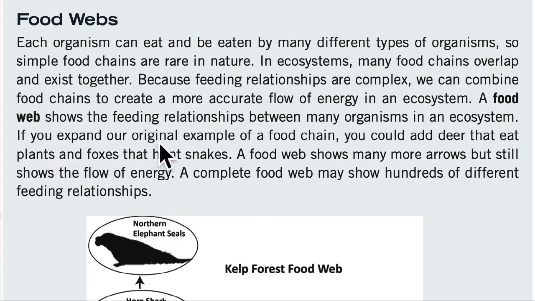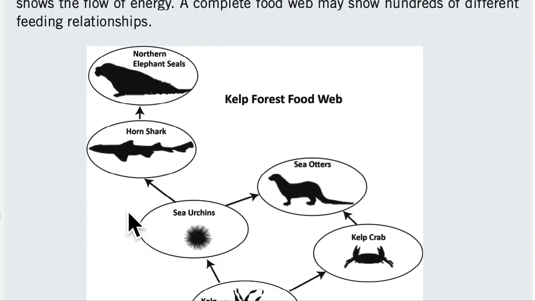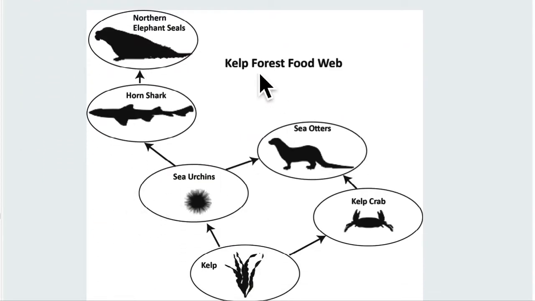If you expand our original example of a food chain, you could add deer that eat plants and fox that hunt snakes. A food web shows many more arrows, but still shows the flow of energy. A complete food web may show hundreds of different feeding relationships. Kelp forest food web. Kelp, sea urchins, kelp crab, sea otters, horn shark, northern elephant seals.